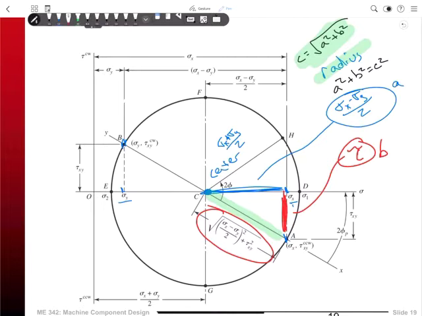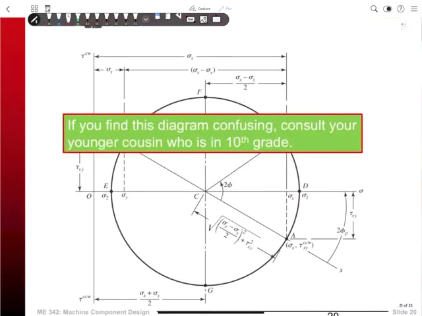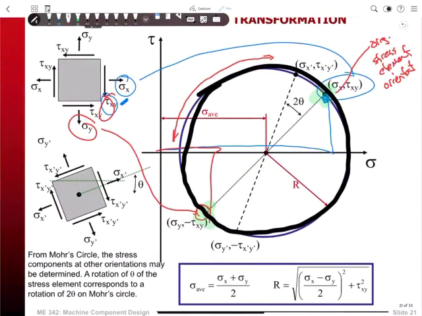All that is a circle and the Pythagorean theorem, but it's just done in a bunch of Greek letters. Okay, so please, please, please don't try to memorize all these stress transformation equations. They're crazy, right? Draw the circle, use your knowledge of circles and triangles, and then you can figure out everything you need to know, right?